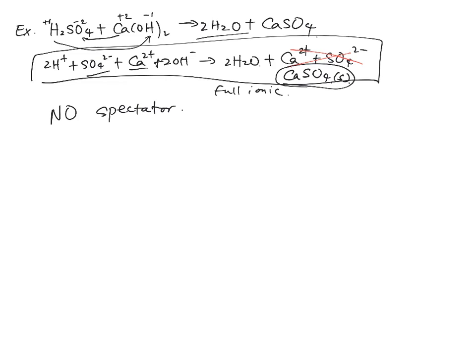So, no spectator ion in this reaction, and your full ionic is your net ionic equation for this reaction. Make sense? All right, now, one more.